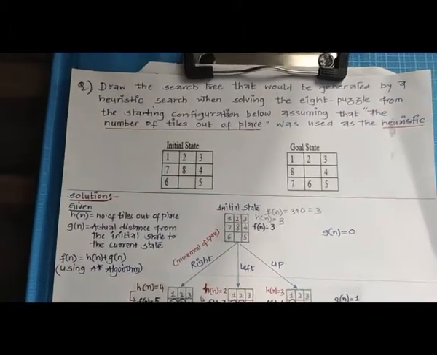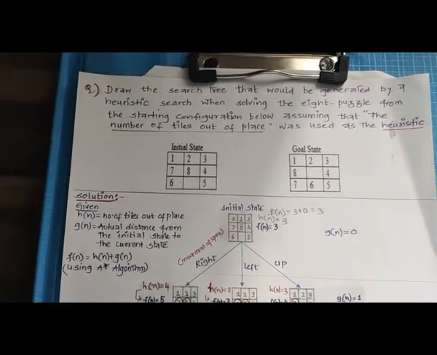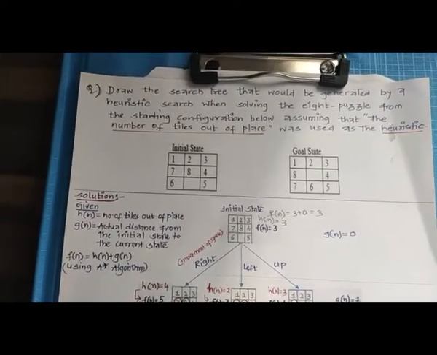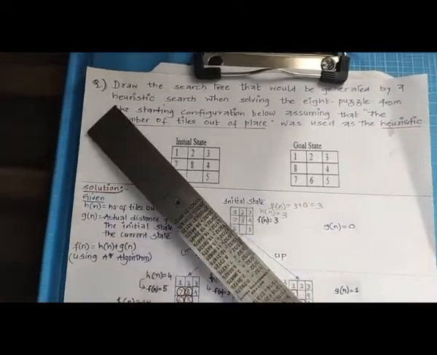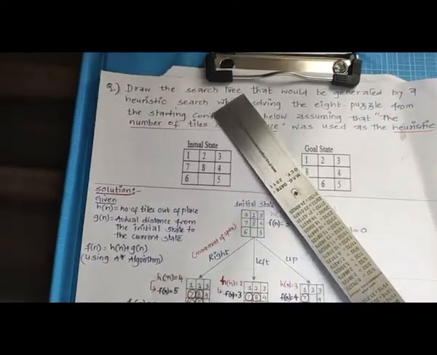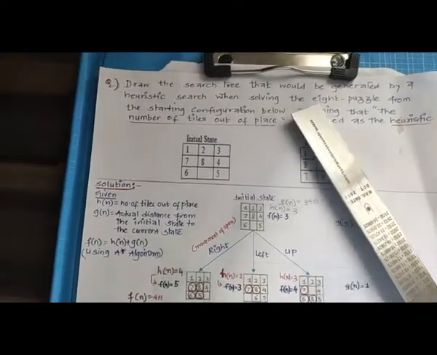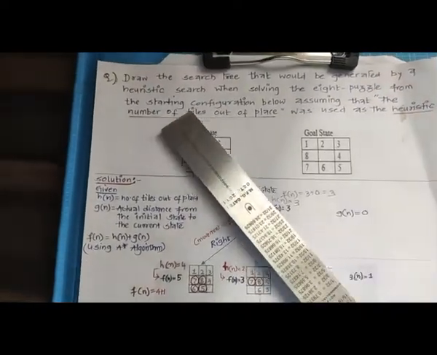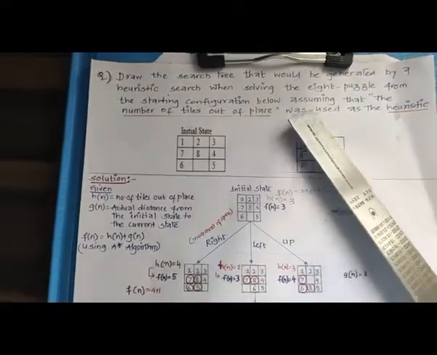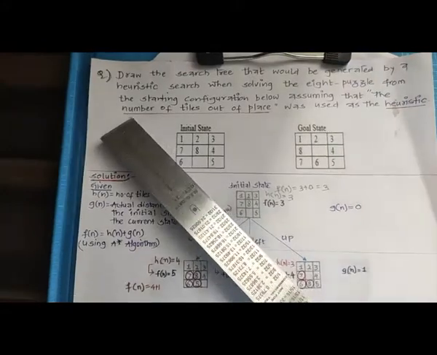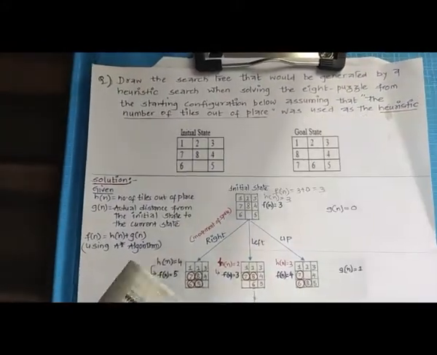Hello everyone. In this particular lecture, I am going to show you how to solve the problems which frequently appear in the question paper on 8 puzzle problem. So what does the question say? Draw the search tree that would be generated by a heuristic search when solving an 8 puzzle from the starting configuration below, that is this particular configuration, assuming that the number of tiles out of place was used as the heuristic.